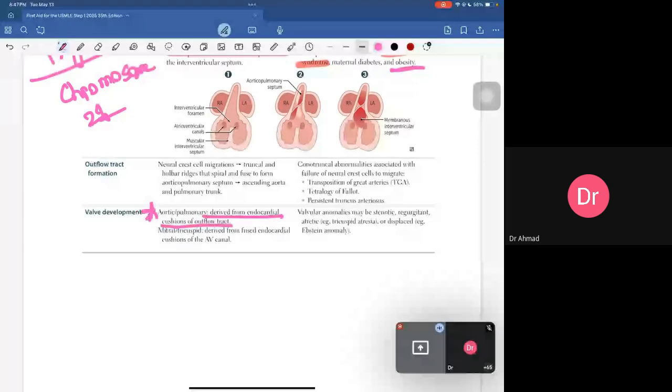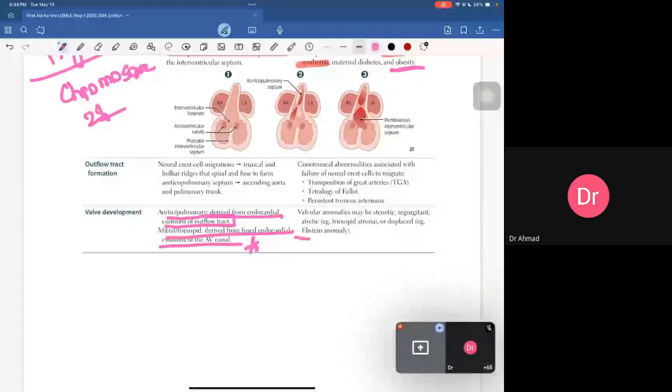And the mitral and tricuspid valves will come from the fused endocardial cushions of the AV canal, right? And the other ones, the ones of the aortic and pulmonary area, are from the endocardial cushions of the outflow tract, and the mitral and tricuspid ones are from the endocardial cushions of the AV canal, right? So the Down syndrome one will be affected more.